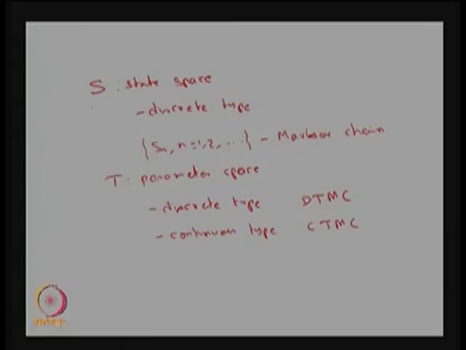So, in general, whenever the stochastic process satisfies the Markov property, it is called a Markov process. Based on the state space, the Markov process is called a Markov chain, and based on the parameter space, it is called a discrete time Markov chain or continuous time Markov chain, accordingly discrete type or continuous type.